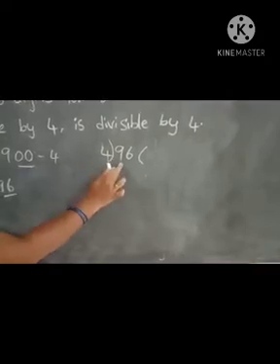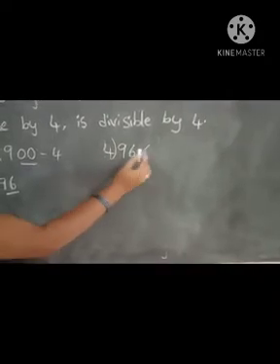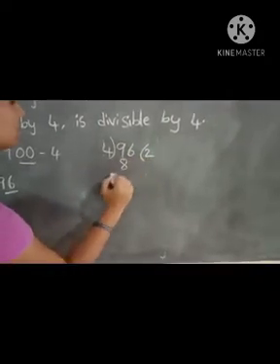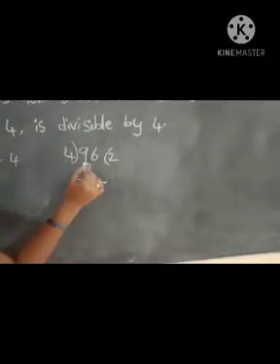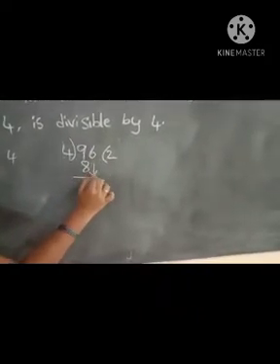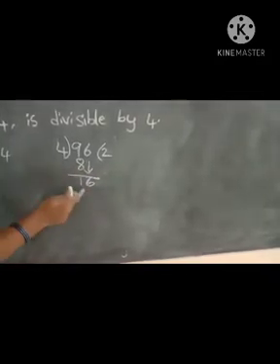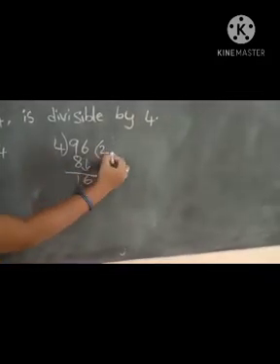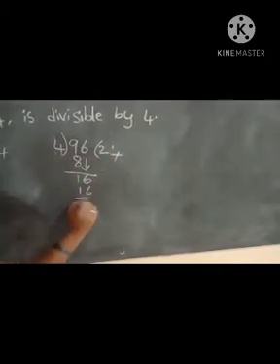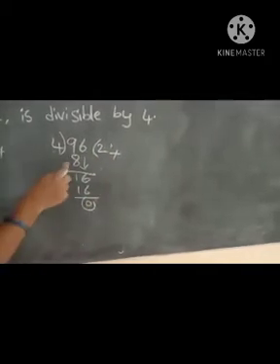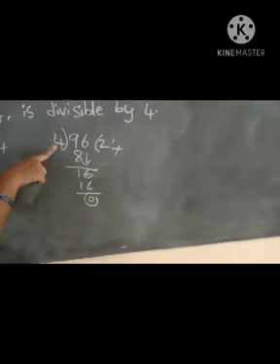In 4 table, 9 is there or not there? Not there. 4 2s are 8. 9 minus 8 is equal to 1. Again we have to take the number to borrow here, 16. In 4 table, 16 is there or not there? Yes. 4 4s are 16. The remainder is 0. So 96 is divisible by 4.